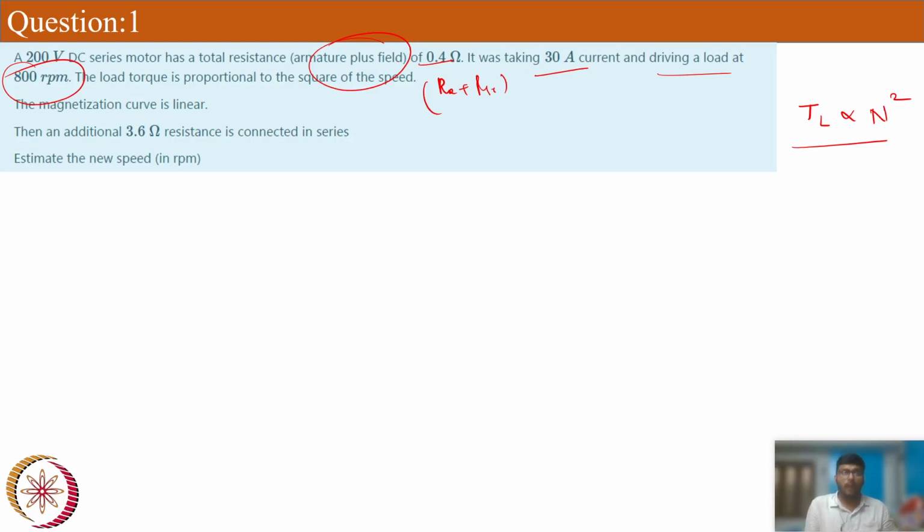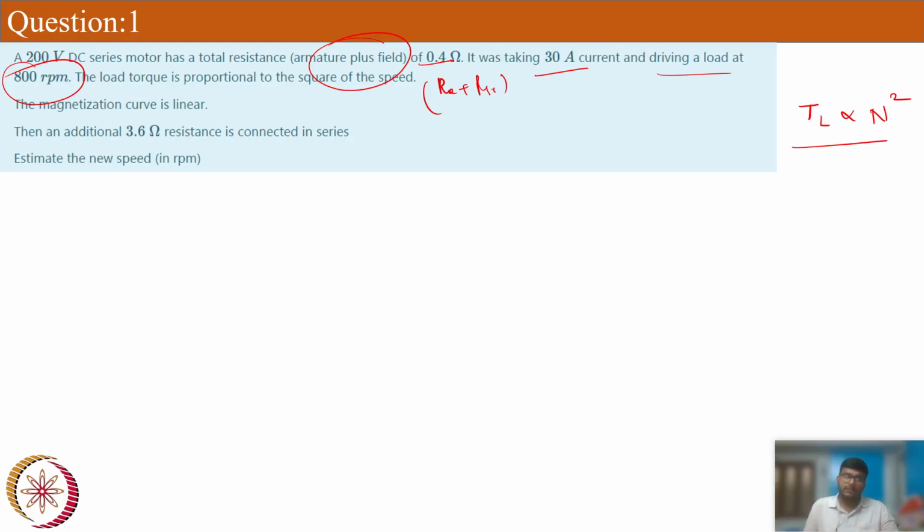Now it was saying that an additional 3.6 ohm resistance is connected in series with our existing machine. So now there is my motor, there is a series field winding, and to that we have added a series resistance of 3.6 ohms. That was all the data given, and what was asked in the question is to estimate the new speed in RPM. We have to estimate the new speed because previously it was rotating at 800 RPM. Now I have increased the resistance in series, and I have to calculate the new speed.